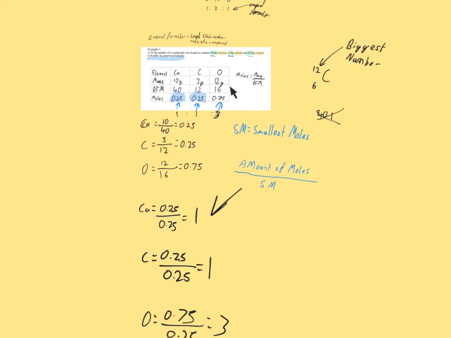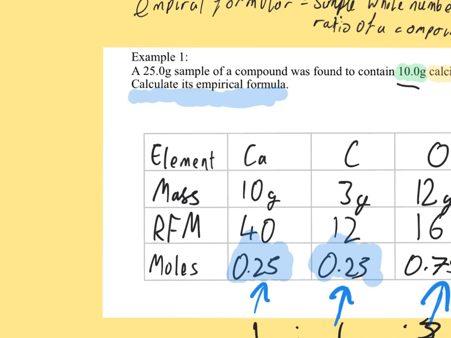Then once you do that, you want to calculate it using mass over RFM to get these moles. Once you have your moles, you want to find the smallest one, which in this case is 0.25, and divide that by each of them. So 0.25 divided by 0.25, 0.25 divided by 0.25, 0.75 divided by 0.25 to get you the answer. We figured out that the actual empirical formula is a 1 to 1 to 3.